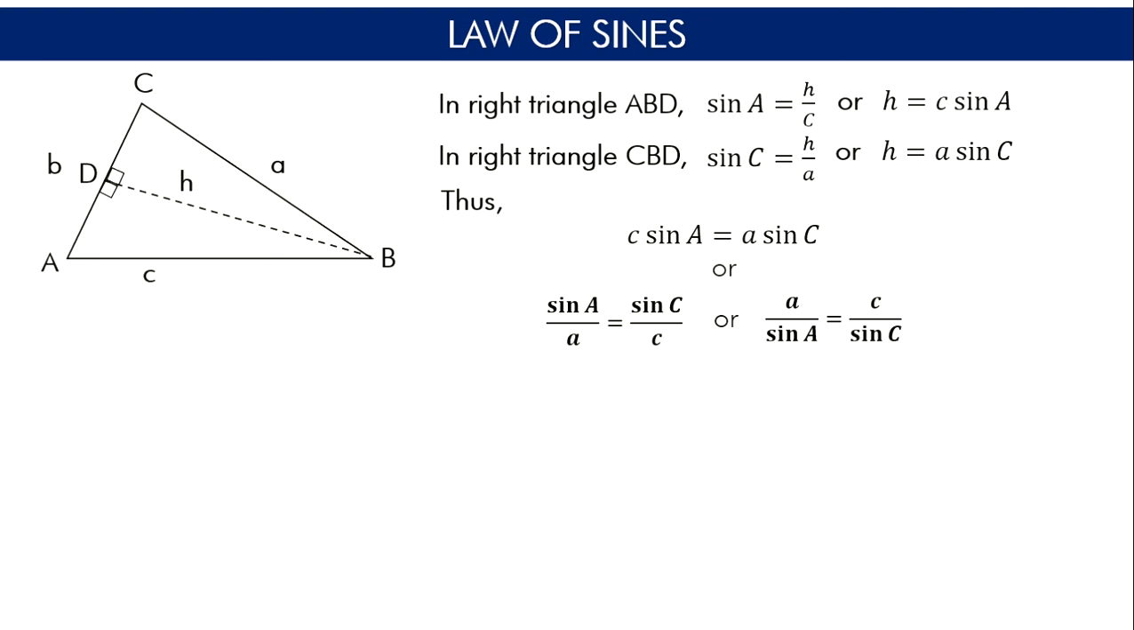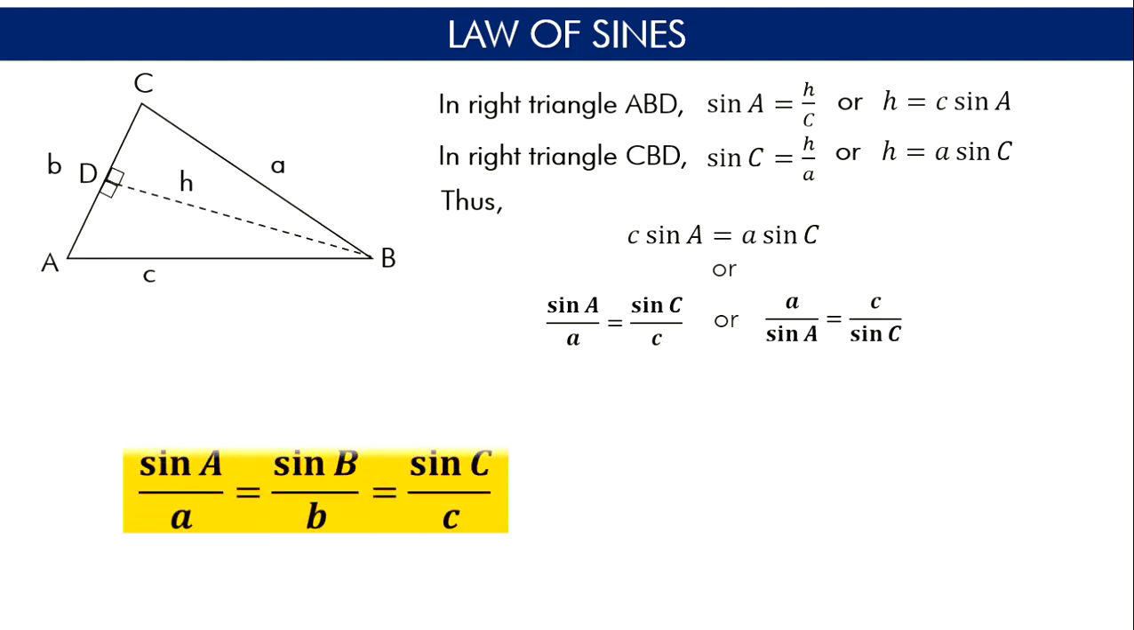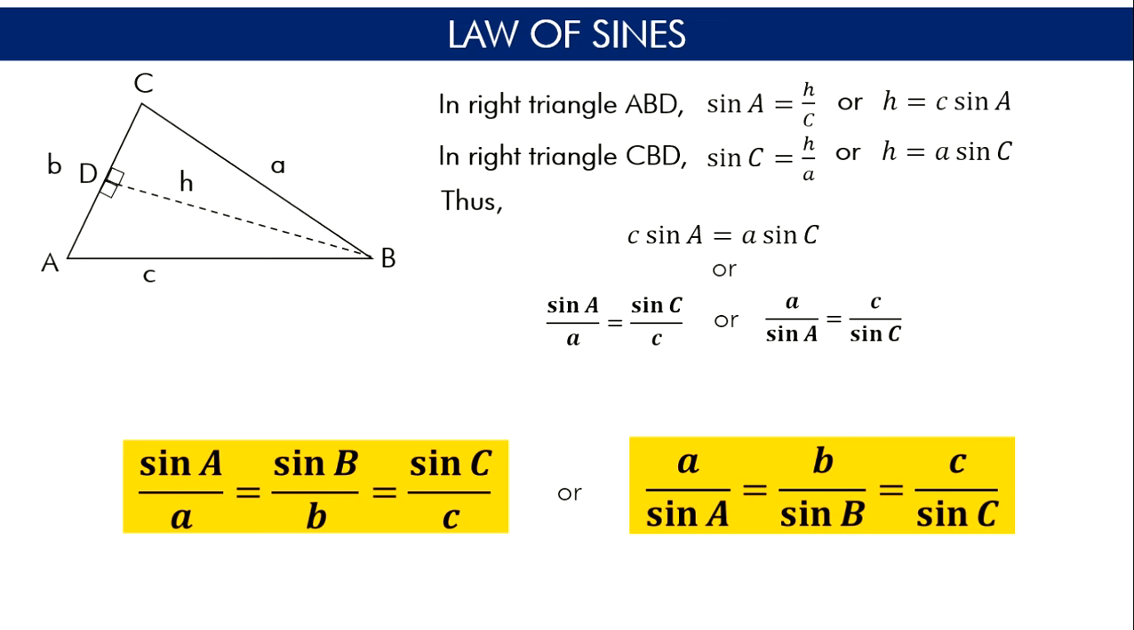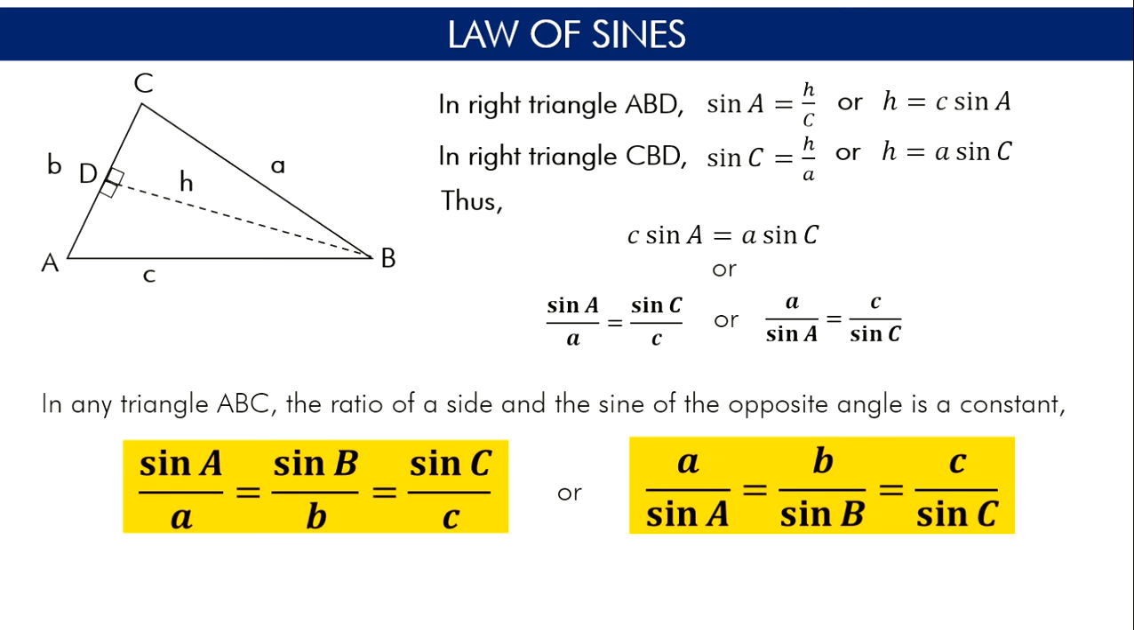Since sine A over A is equal to sine C over C, and from our previous slide we identified that sine A over A is equal to sine B over B, we can say that sine A over A is equal to sine B over B is equal to sine C over C. Or, A over sine A is equal to B over sine B is equal to C over sine C, which is the formula for the law of sines. So in any triangle ABC, the ratio of a side and the sine of the opposite angle is a constant. From these two figures, we obtain the law of sines.